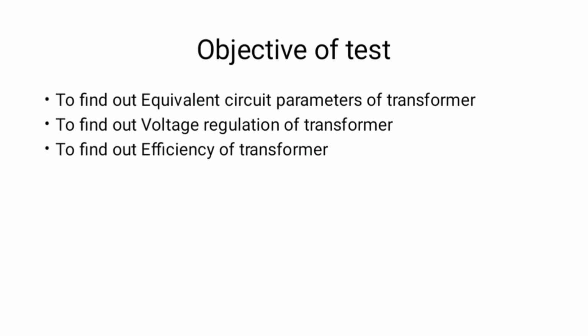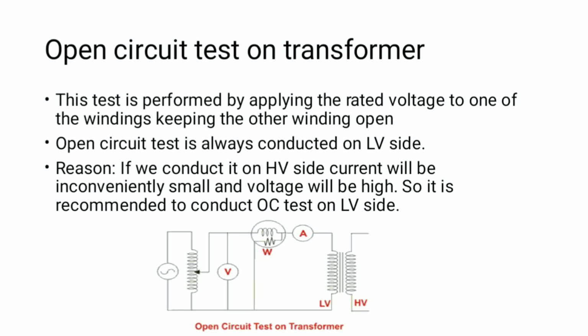We can do this test in other way by directly loading the transformer. But if the transformer rating is too high, it is impossible to load the transformer because it is an inefficient way. Lot of energy is wasted in the form of heat. So the big transformers, to find out the efficiency and regulation, we can perform the open circuit and short circuit test, because here we can find out the efficiency and regulation by indirect way. So let's first see the open circuit test on the transformer.